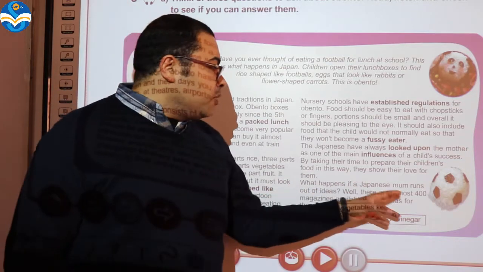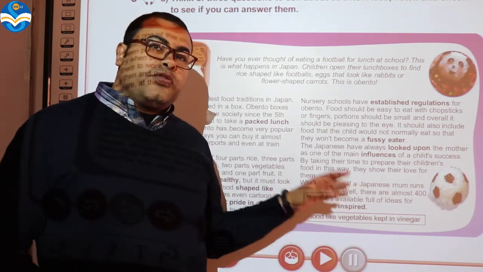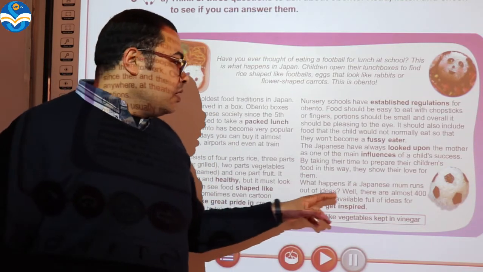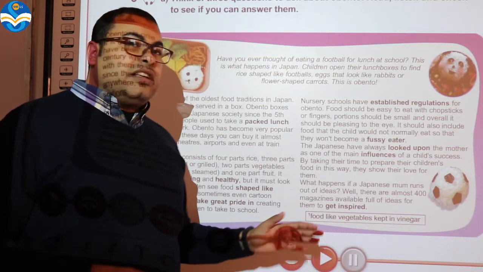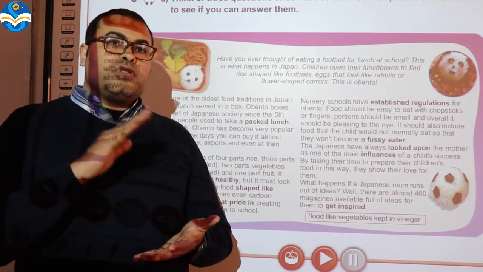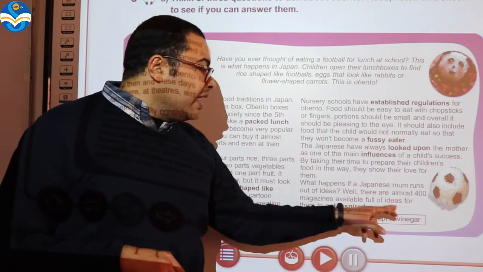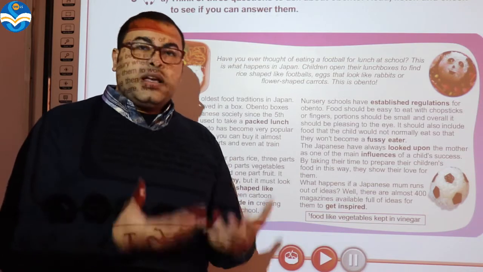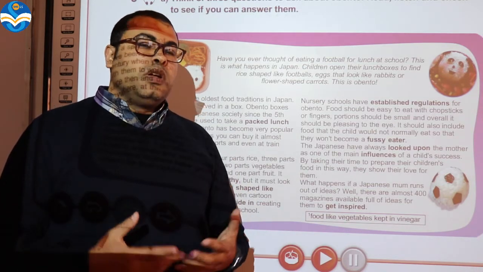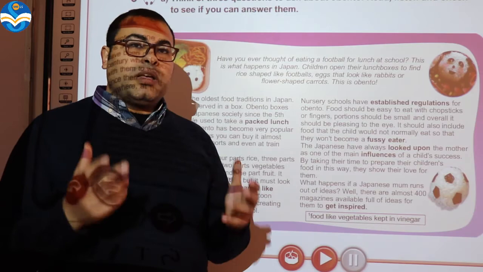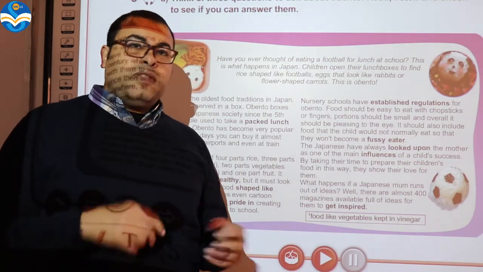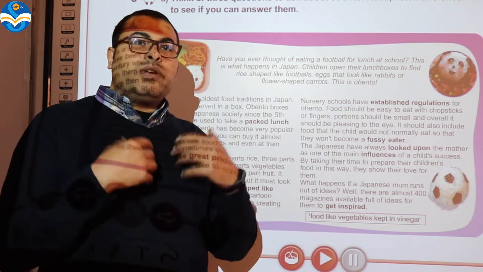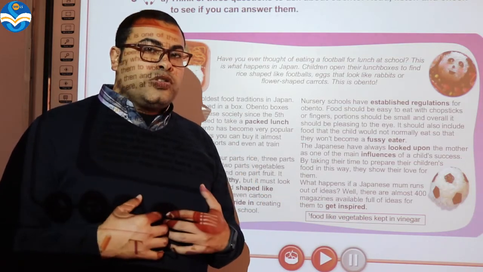What happens if Japanese moms run out of ideas? What does it mean to run out of? It means to stop having these ideas. There are almost 400 magazines. There are cooking books and magazines which offer ideas to get inspired, to tell them what to do, to give them new ideas, how to make a football made with rice, how to make a panda, how to make a flower shape with something. This inspiration comes from looking at these pictures and knowing how to do it.